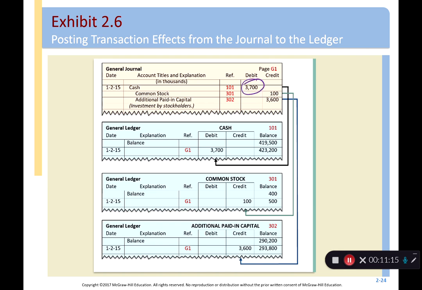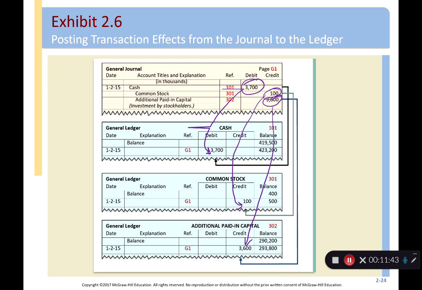We see $3,700 cash. It's on the left-hand side, meaning a debit. You put it on the left-hand side of your T account for cash. You have your $100 and your $3,600 for common stock and additional paid-in capital. It's on the right, so you put it on the right of the respective T accounts. That's all that you do. If it's on the left, put it on the left. If it's on the right, put it on the right. You're not doing any major thinking at this point.